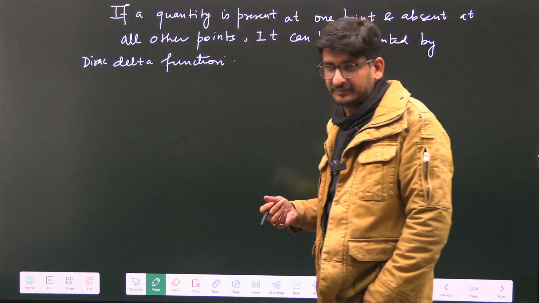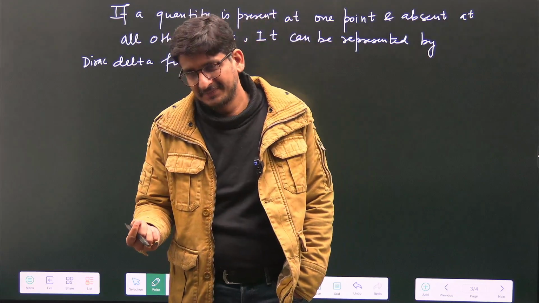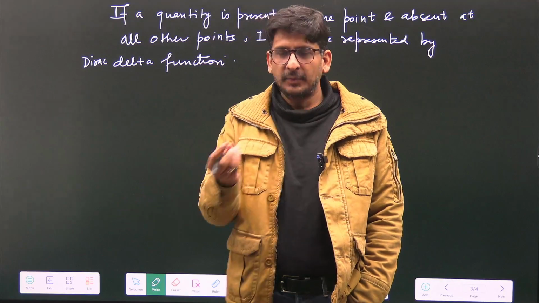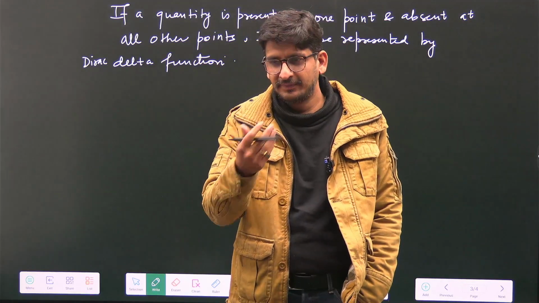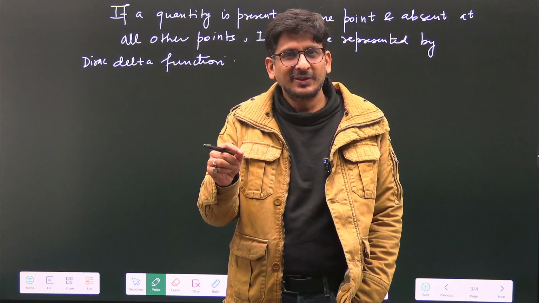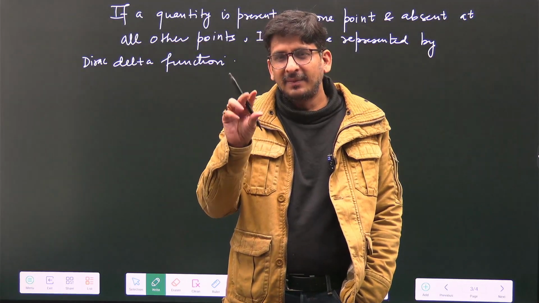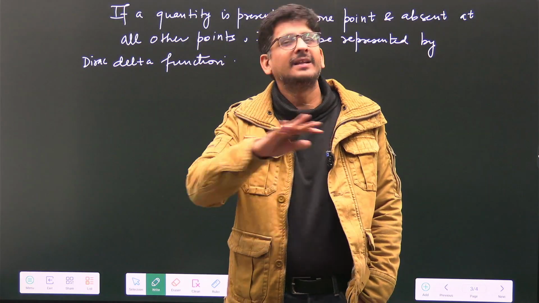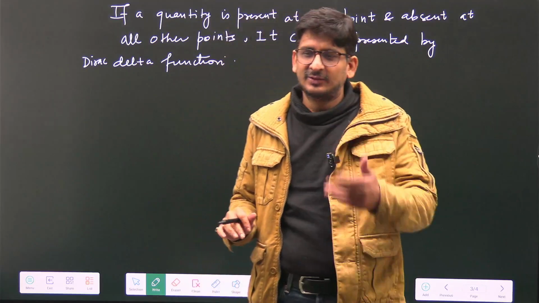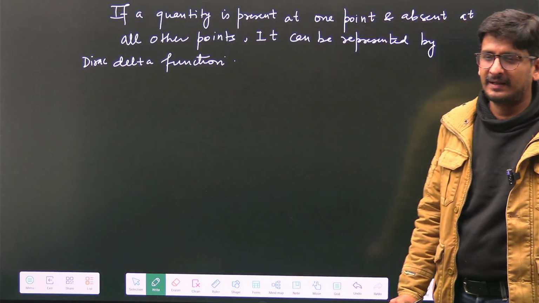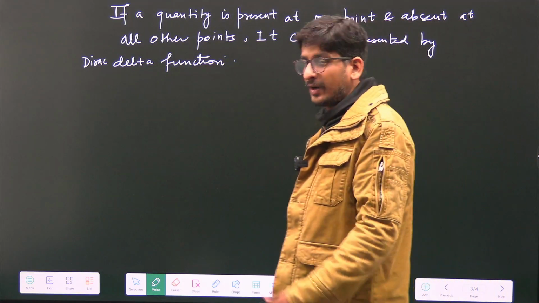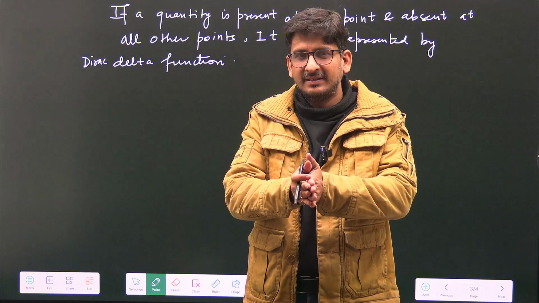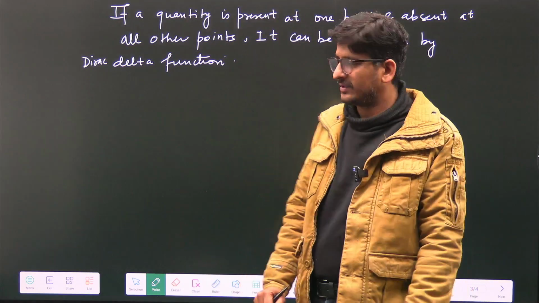Example, a point charge is present at one point, absent at all other points. Suppose you open a bottle of perfume. So at t is equal to 0, the molecules of the scent are present at one point, they are absent at all other points. So all these things can be represented by delta function. Even in quantum mechanics, if something is initially confined at one point, you can represent it by delta function. Okay.